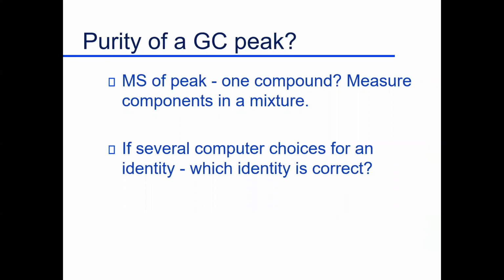Purity of a GC peak: if you're doing LC, gas chromatography, any kind of chromatography, and you get a peak, it looks nice, it's beautiful, symmetrical, whatever. Do you know that it's one compound? No, you really don't, unless you get a mass spectrum of it. You can then take mass spectra across that peak and see if it changes in any way, which would show that some other compound is present. If there are several computer choices for an identity, which is correct?